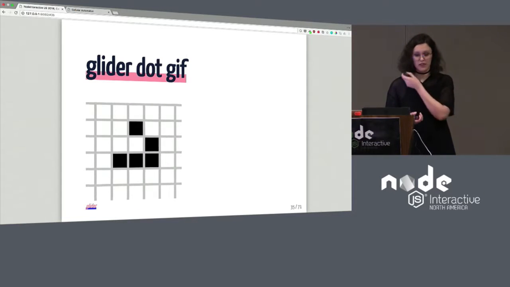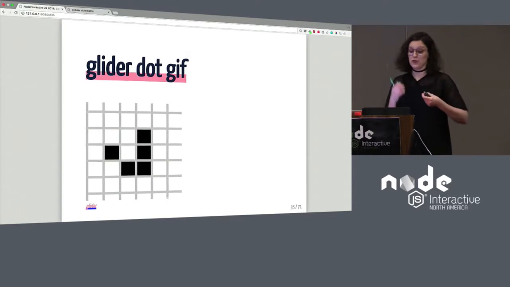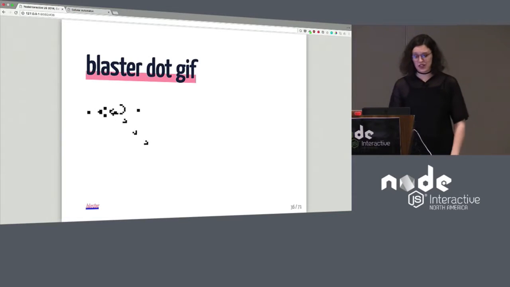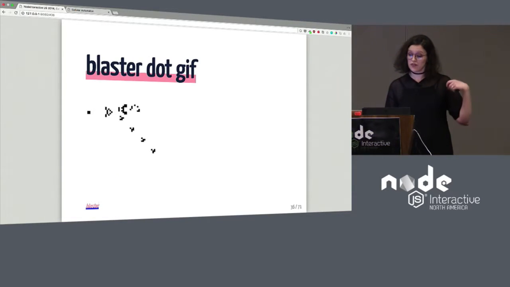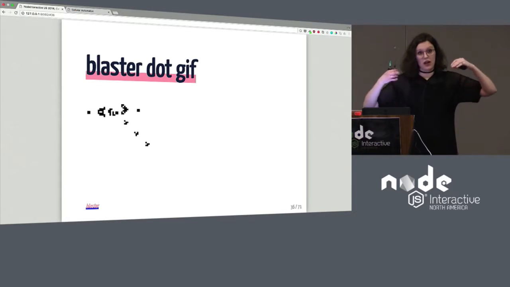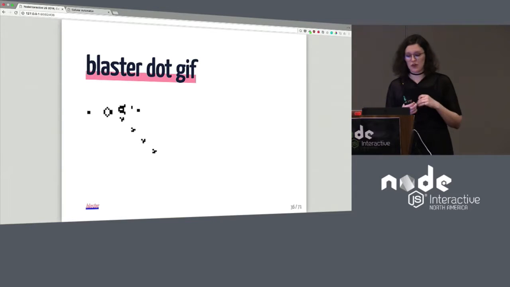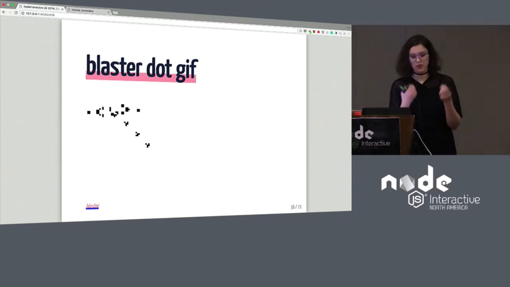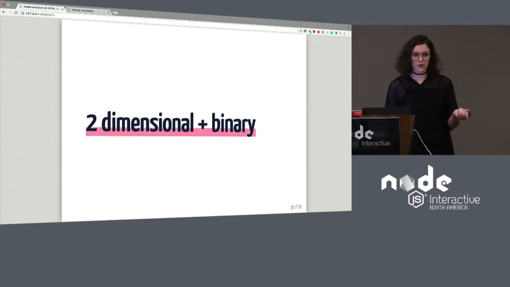Glider is one of the famous ones that they've put together. There's another one, a blaster, that looks like spaceships fighting each other, which is kind of cool. But again, you're working on this platform of life, and you produce different cells based on your neighbors. So this was two-dimensional: you're working on this space, and you're changing as your neighbors change. Two-dimensional, and you have the two states, on or off.